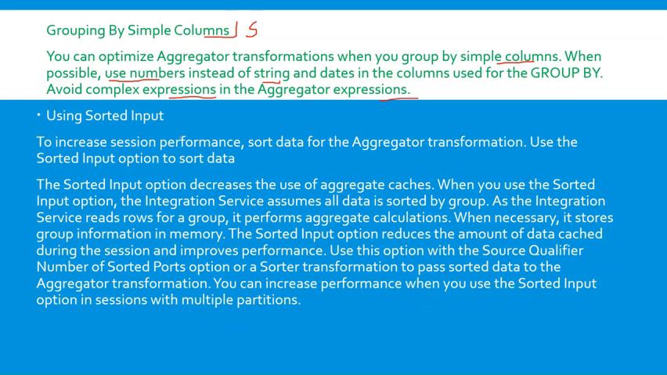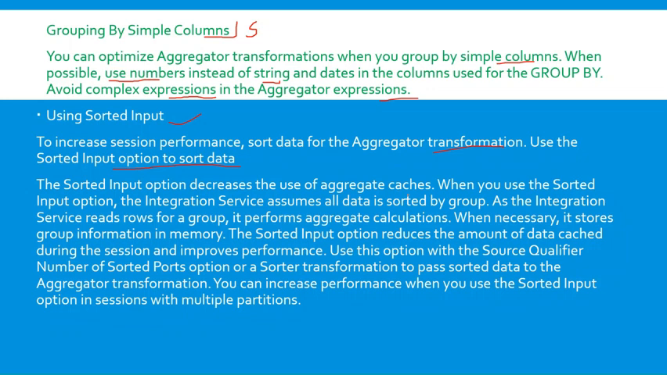Correct. Using sorted input, what I already explained. To increase session performance, sort data for the aggregator transformation. Use the sorted input option to sort the data. Correct. The sorted input option decreases the use of the aggregate cache. Because when you're using anything in sequence, in layman's language, suppose you want to find out anything, if the items are in sequence, then it's easy to find out.